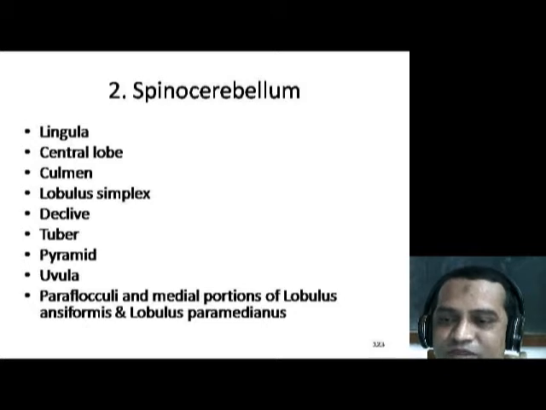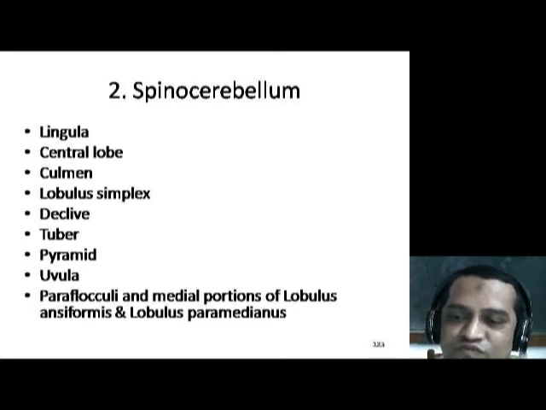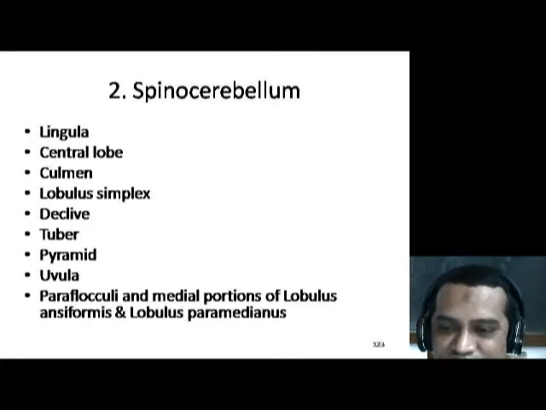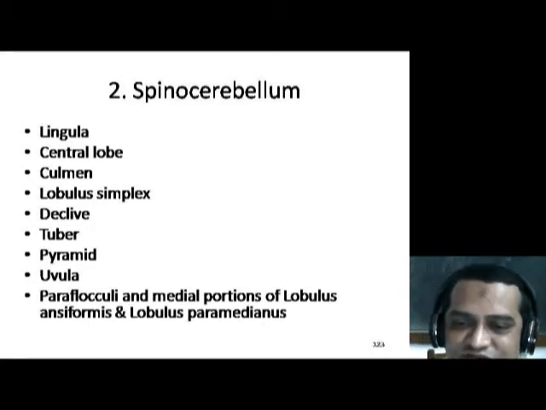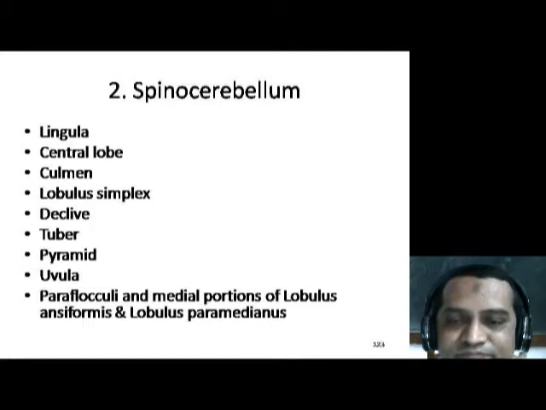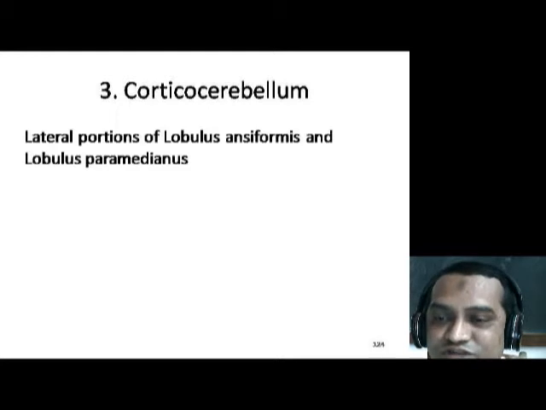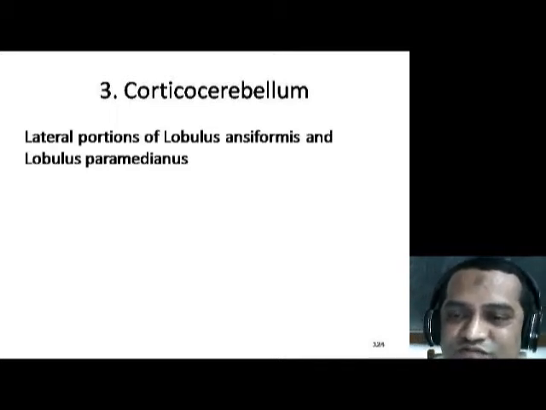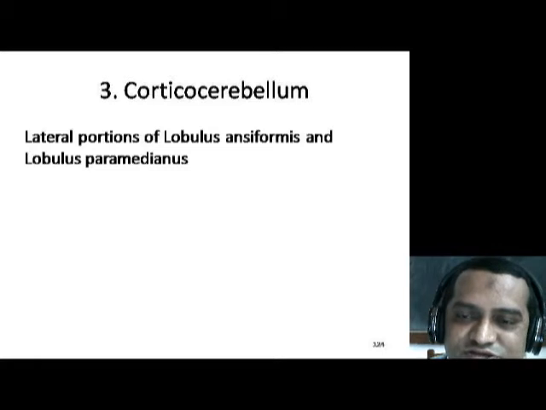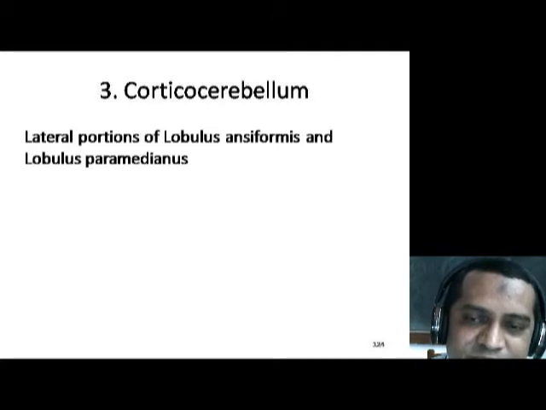The next one is about the functional division. Functionally, cerebellum is divided into three: vestibulocerebellum, spinocerebellum, and corticocerebellum. So these are the three functional divisions of cerebellum. The vestibulocerebellum includes mainly flocculonodular lobe. It only includes flocculonodular lobe. Then the spinocerebellum includes lingula, central lobe, culmen, lobulus simplex, declive, tuber, pyramid, uvula, and also paraflocculi and the medial portions of lobulus ensiformis and lobulus paramedianus.